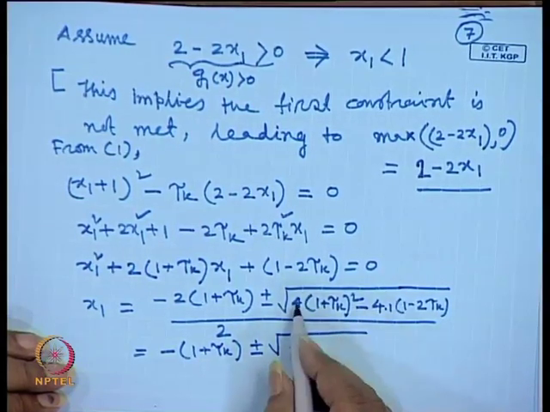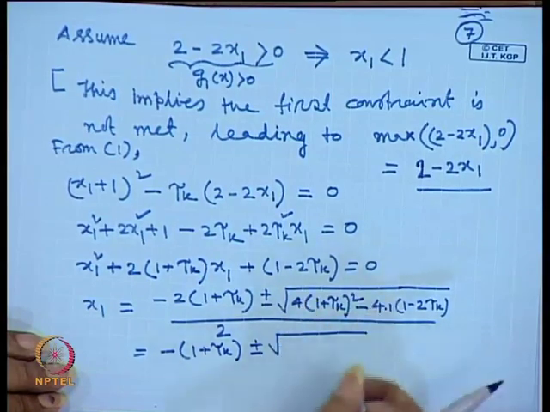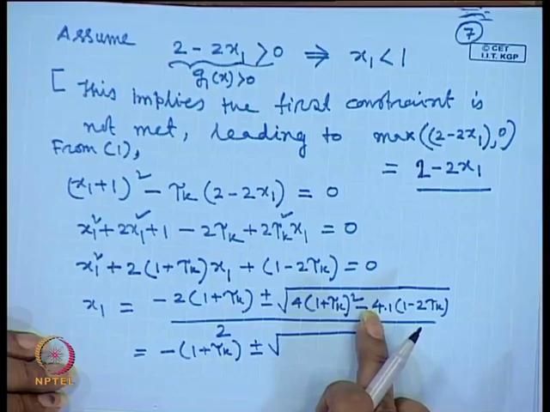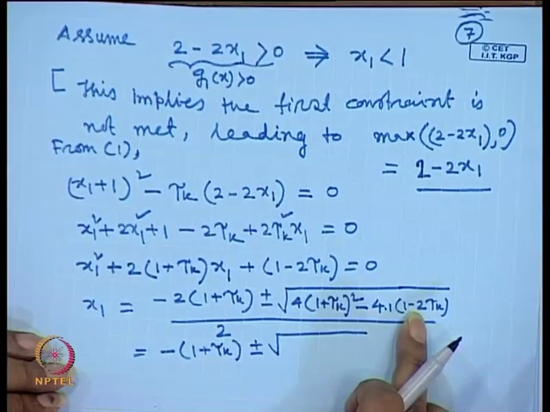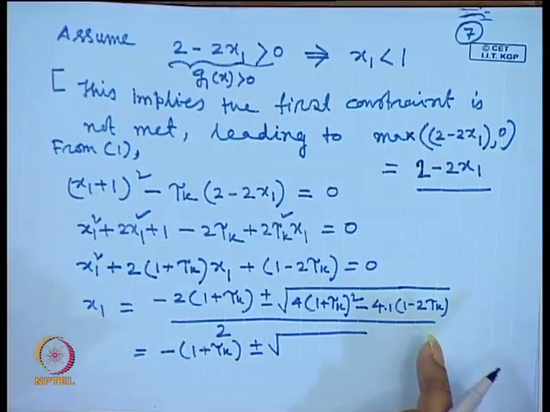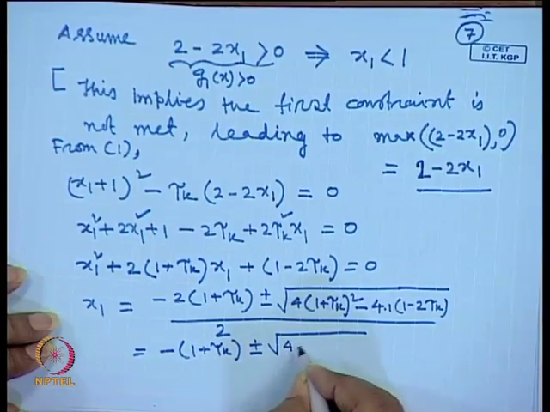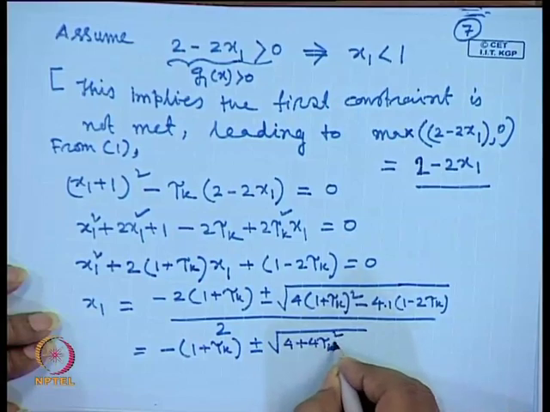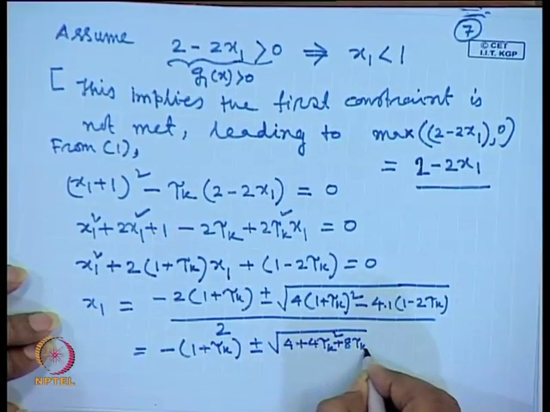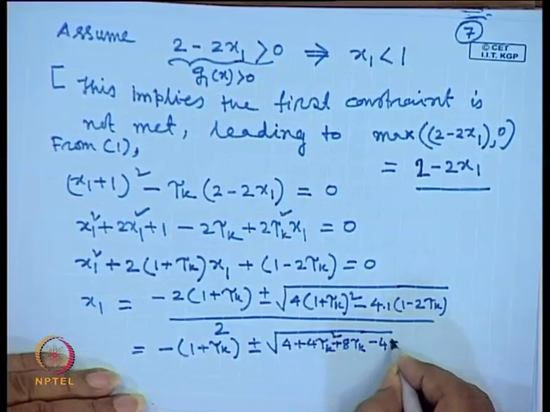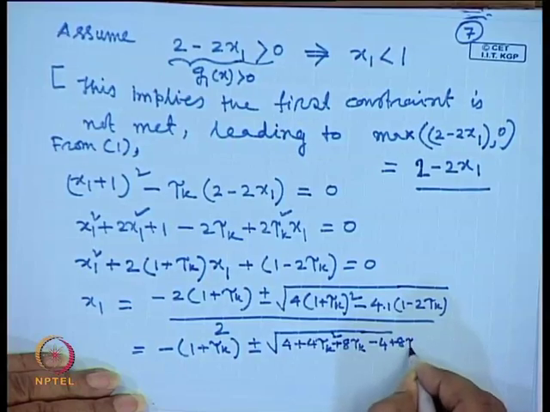4 and this 4 cancel. If you expand this one, from here you will get 8 tau k, and here is plus 8 tau k. Agree? So, in total, if you expand this one, you will get 4 plus 4 tau square, tau k square plus 8 tau k minus 4 plus 8 tau k.